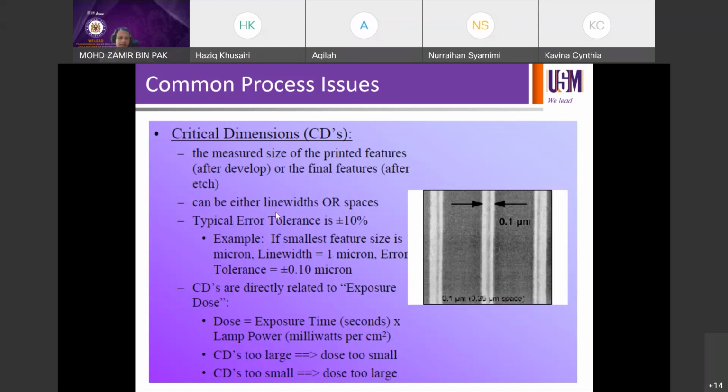It can be line width or spaces. So recall that we can either print lines or holes. Okay. So typical error tolerance is 10%. This one depends on your SPC chart. For example, in this case, if you look at these features, 2D, dari atas ni, you can see that the CD is 0.1 micron in width, ataupun 100 nanometer lah.